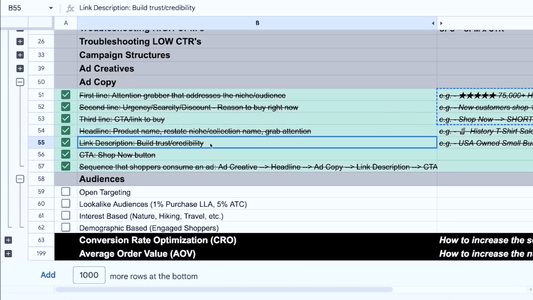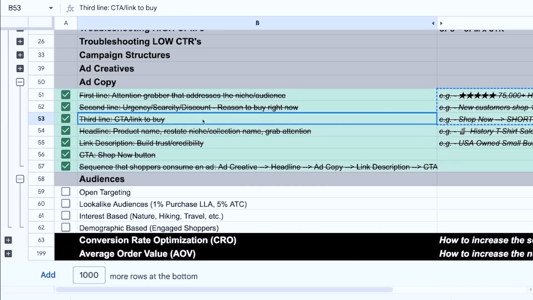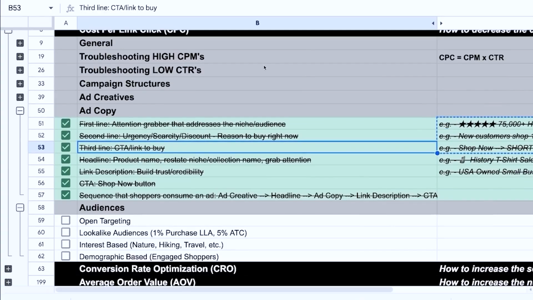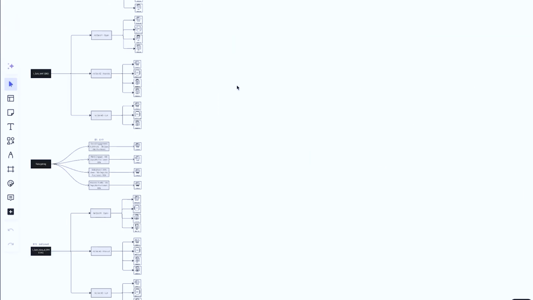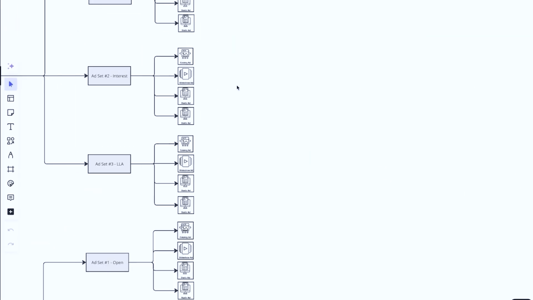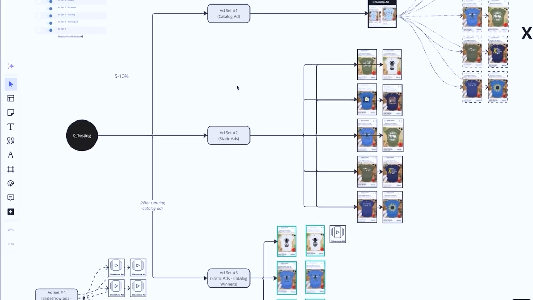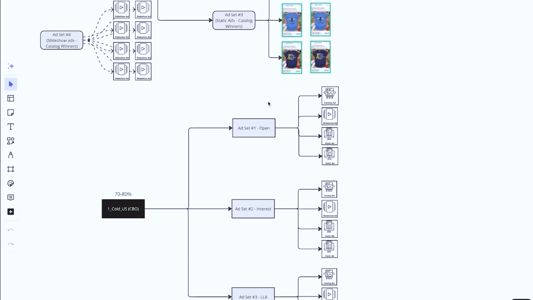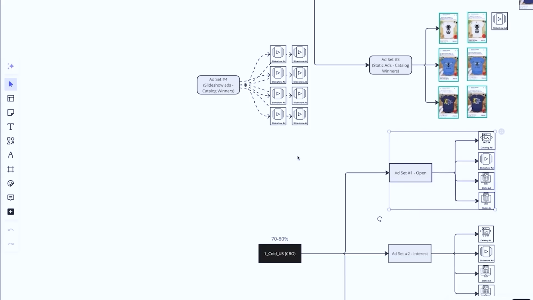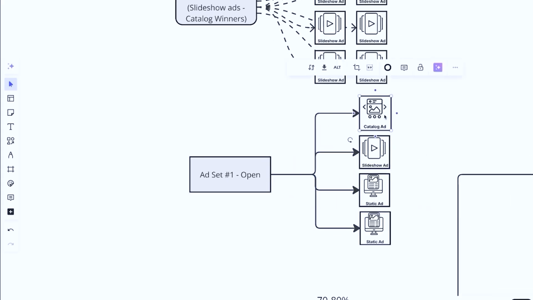Because in the beginning, you just don't know what's good and what's bad. The only way that you're going to learn is by coming up with your own ideas and then testing them. And the way that you would test something like this is you just go over here. So say if I wanted to test a new ad copy.